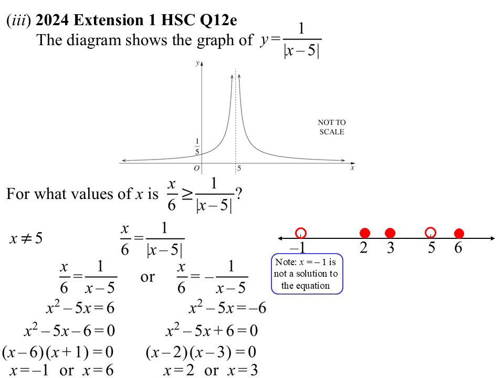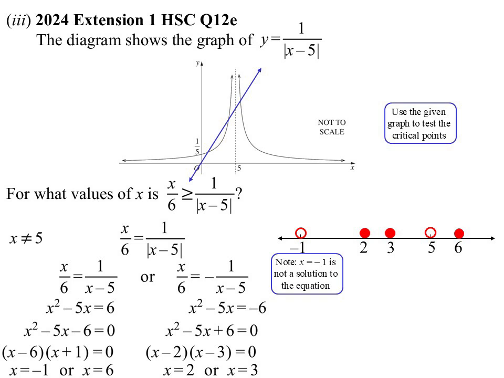Now, what's this question saying? When is x on 6 equal to that? I can use the graph they gave me to test the critical points rather than substituting in. So if I draw in the line y equals x on 6, you'll notice we've got some points of intersection, and they correspond to those critical points. So there's x equals 2, 3, there's 5, which wasn't included, and 6.